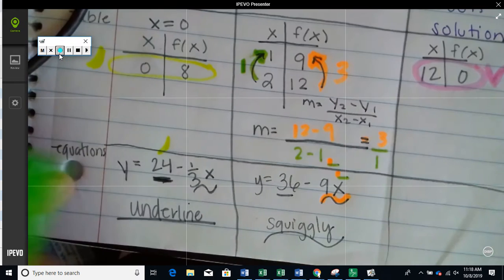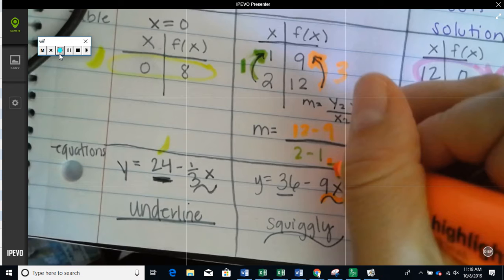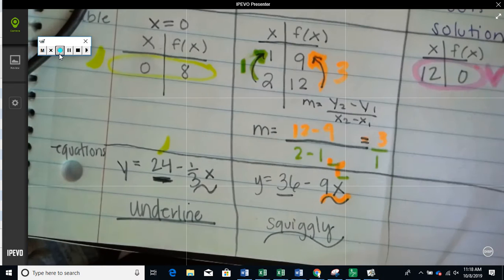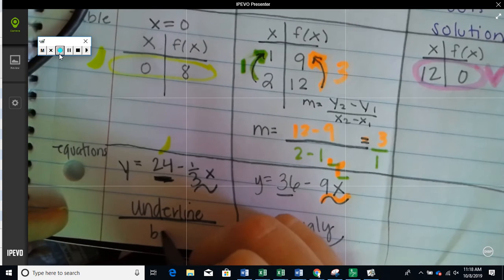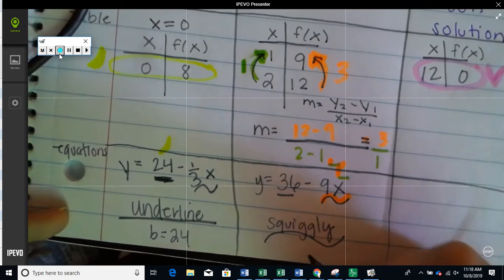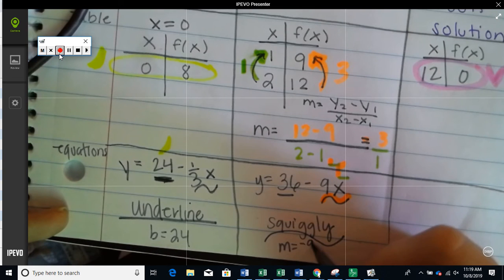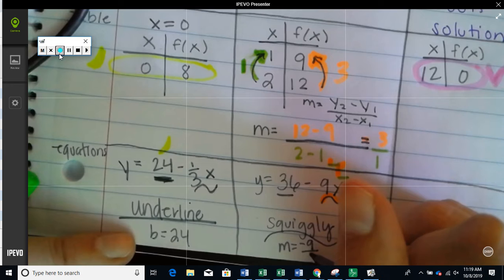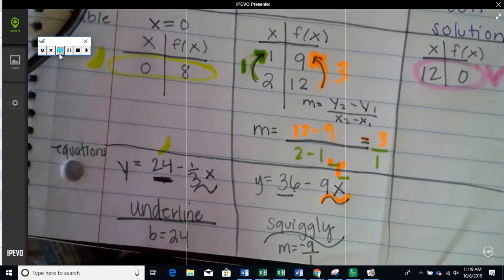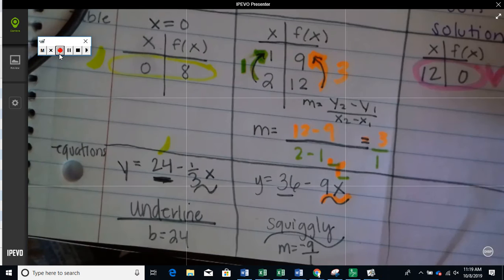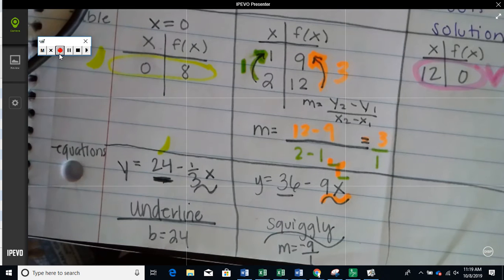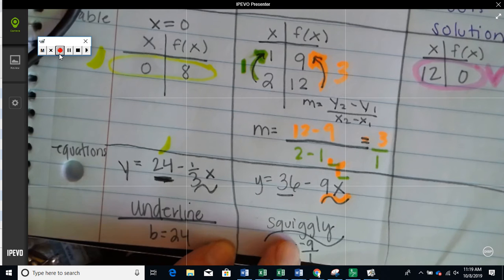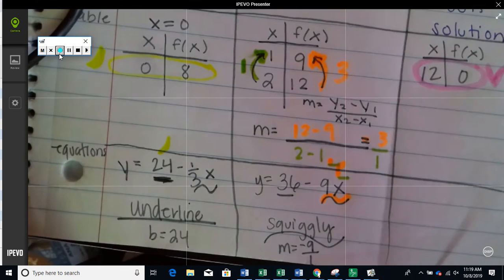Okay, that means that this minus 9 would be my slope. For this one, it would be b equals 24. That's where my banana's at. My m here is negative 9. Because it's a rate, you could write it as negative 9, or you could write it as negative 9 over 1. Why over 1? Because it's a whole number. And the way we write whole numbers as a rate is over 1. Why? Because negative 9 over 1 is equal to negative 9.